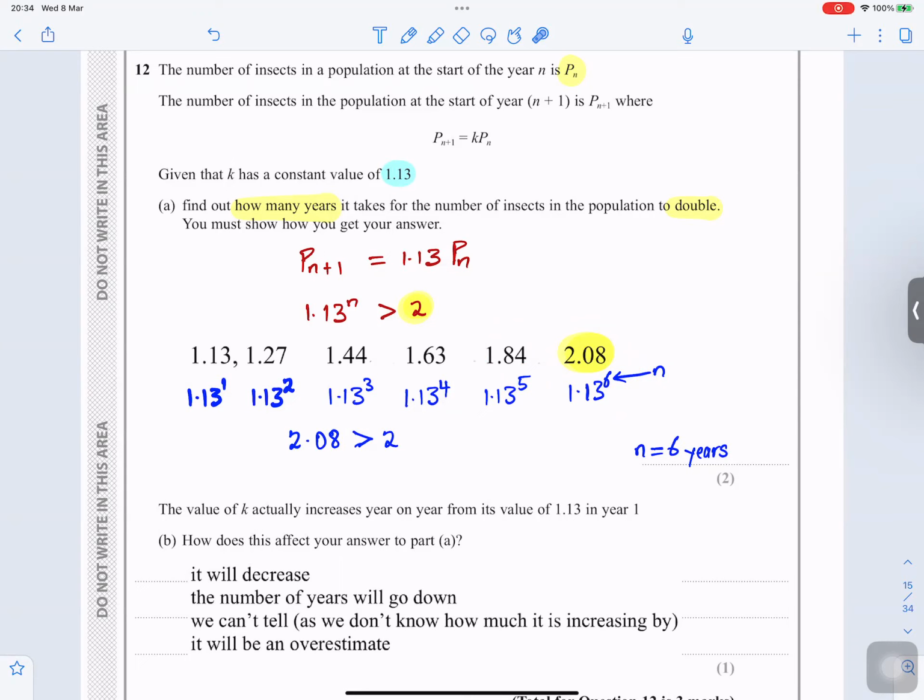The value of K actually increases year on year from its value of 1.13 in year 1. How does this affect your answer to part A? So it would decrease, or the number of years will go down, or we can't tell as we don't know how much it is increasing by, or it will be an overestimate. So you can choose one of those and use it.